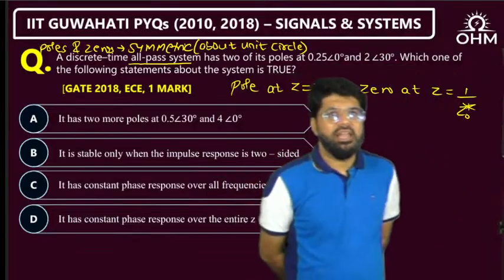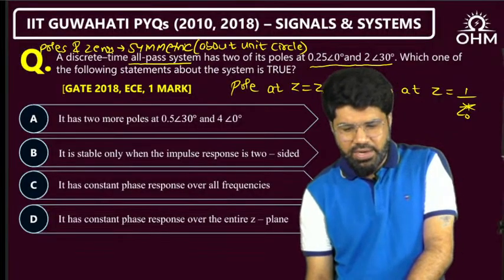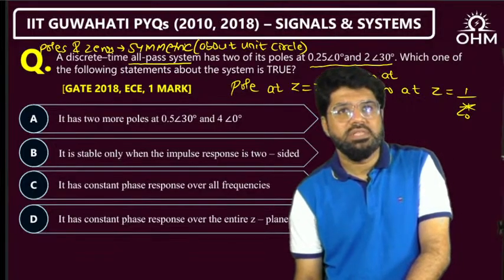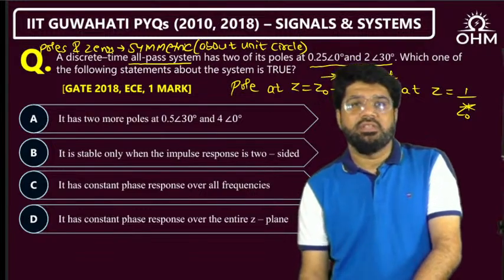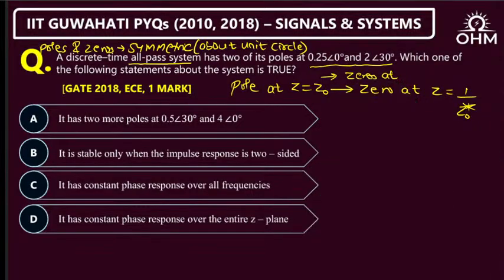So if the poles given to you are 0.25 angle 0 degree and 2 angle 30 degree, there will be zeros at the following. The first one is real, there is no phase given. So 1 upon 0.25, angle 0 degree, that will be real only. And for the second one, 1 upon 2, that is 0.5, and for the conjugate the angle becomes negative. So there will be a zero at 0.5 angle minus 30 degree.